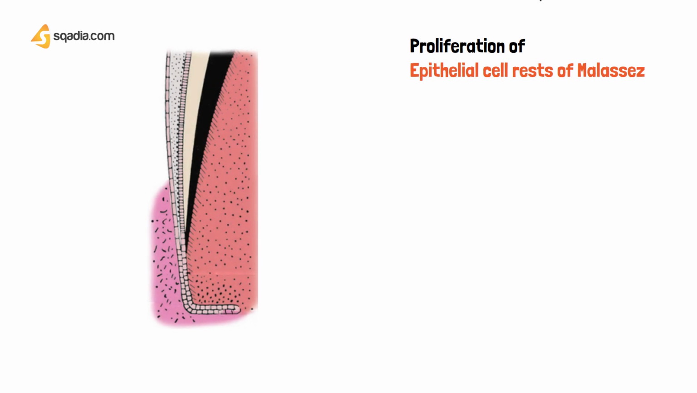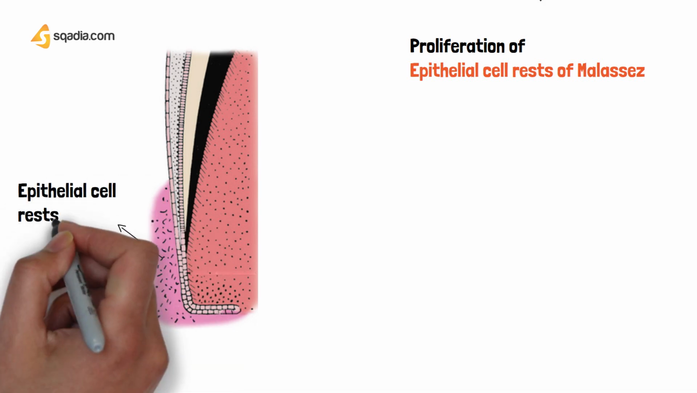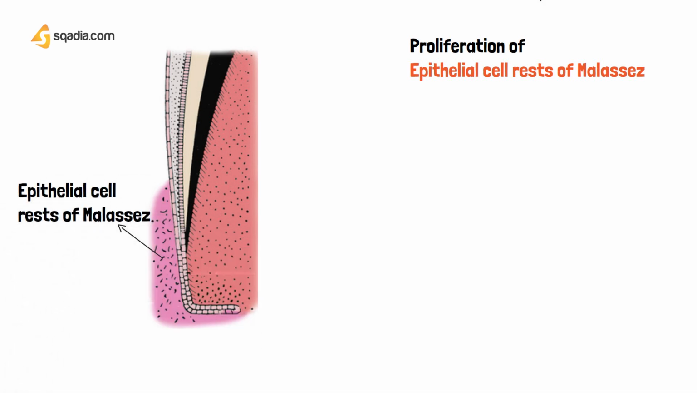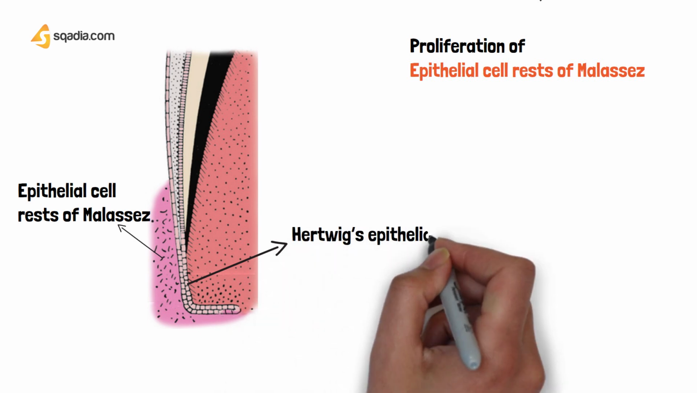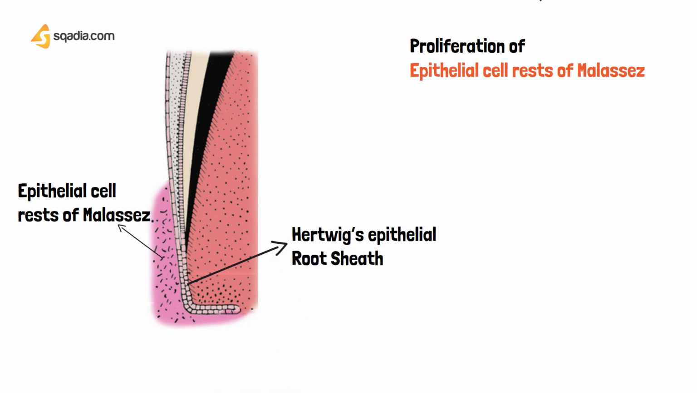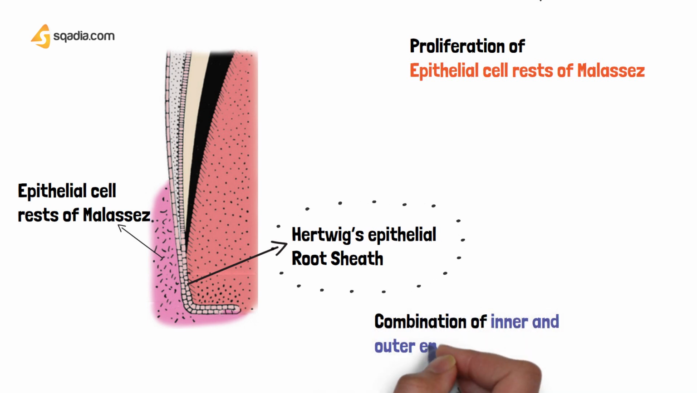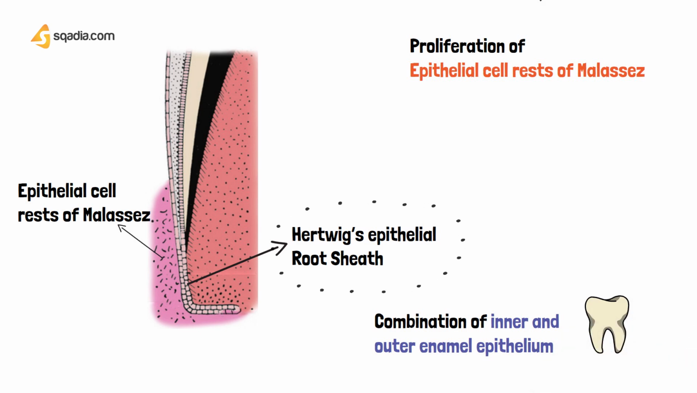Over here, we have a tooth which is being formed. So over here in the surrounding area, we have the epithelial cell rests of Malassez, whereas just next to it is the Hertwig's epithelial root sheath. This is basically the combination of the inner and the outer enamel epithelium, which occurs during the formation of the tooth. Now, the next phase is the cyst formation.